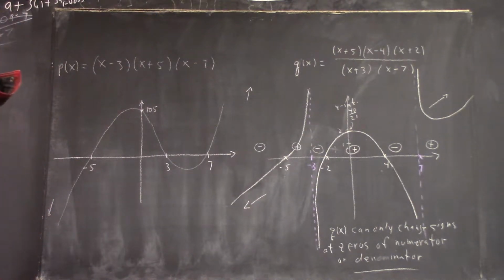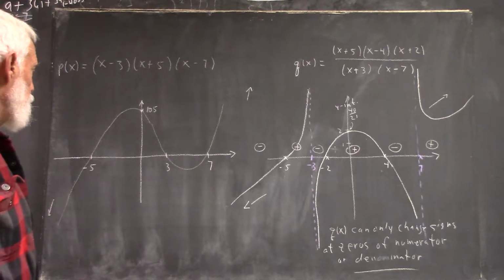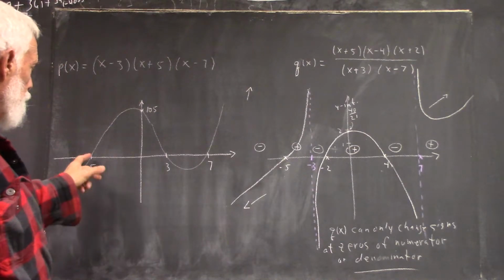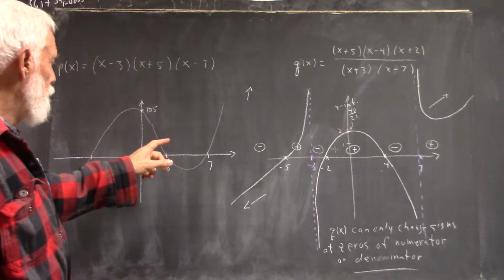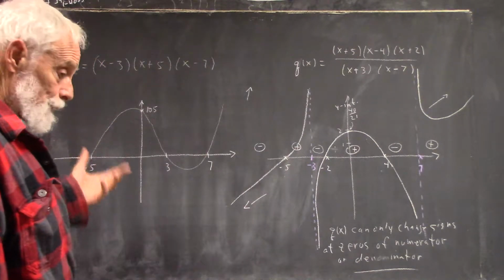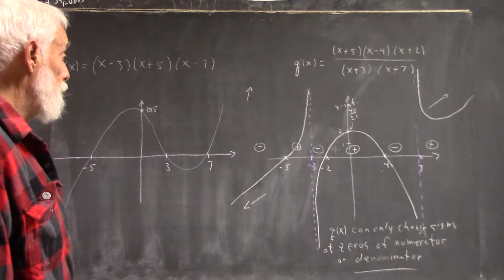Now we're going to do a little more with this idea. We're actually going to determine that the function has to be negative to the left of -5. It has to be positive between here and here, negative between here and here, positive between here and here, just by some simple characteristics of signs.